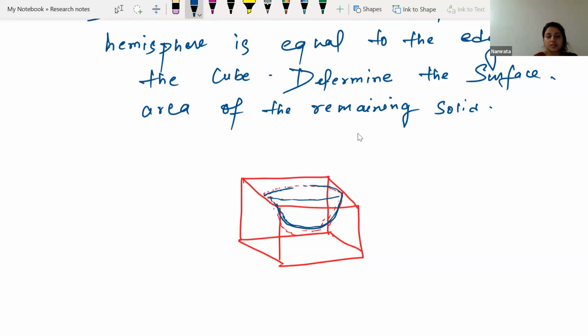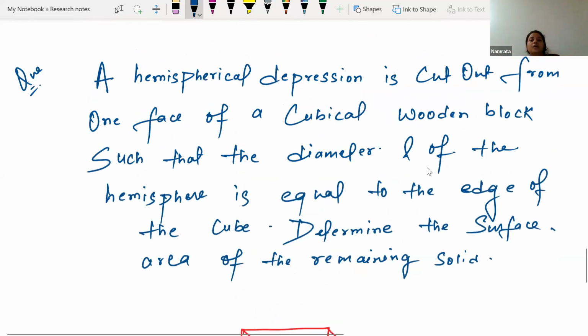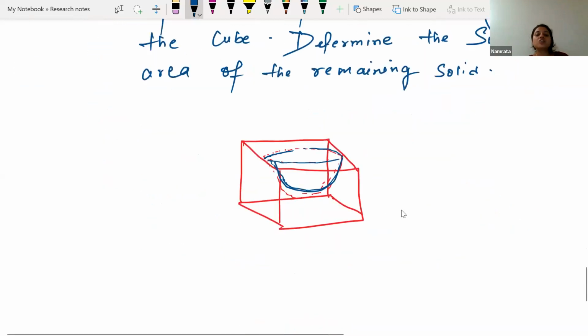Okay, suppose like this. You are cutting out this much portion. Now when you look inside the wooden box, you will see there is a hemispherical shape which has been cut out from there. Determine the surface area. It is also given that the diameter L of the hemisphere is equal to the edge of the cube.